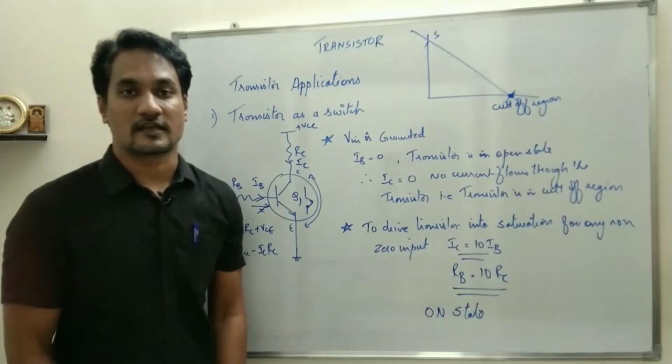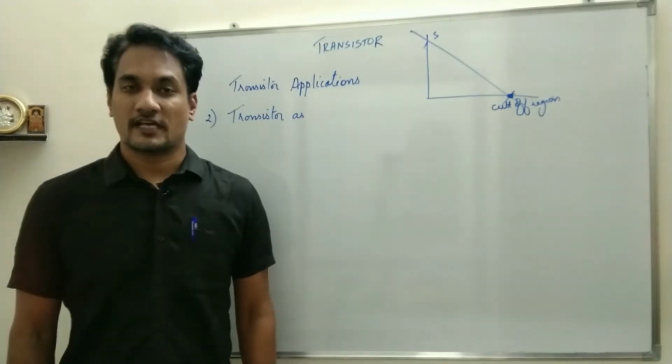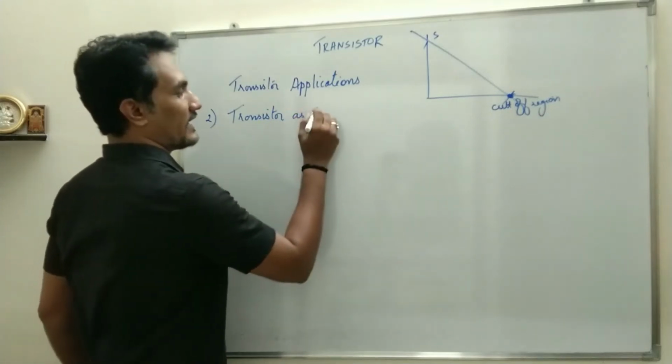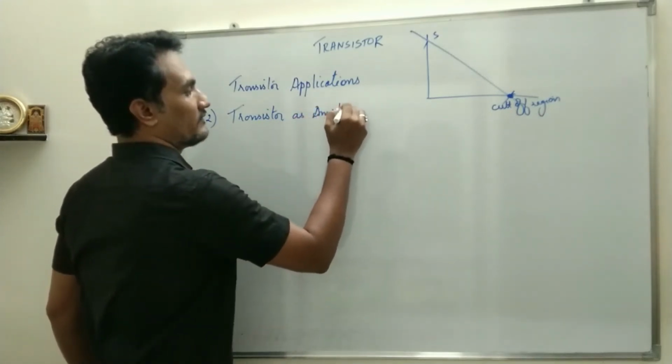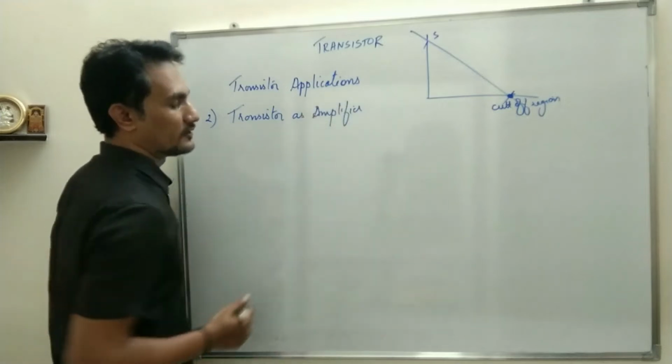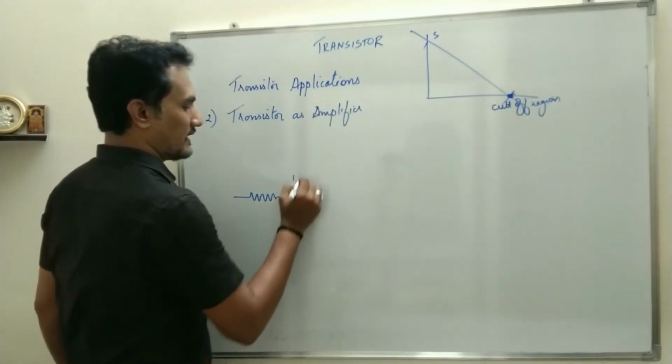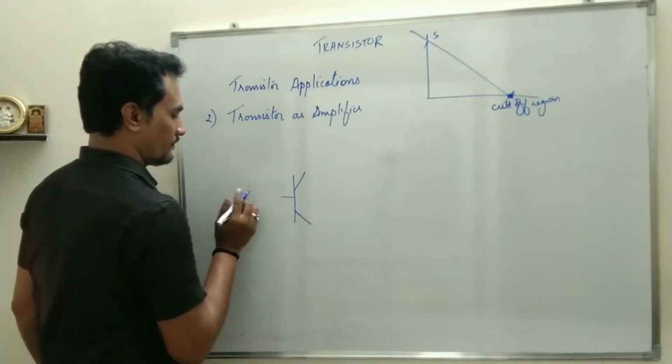So that is how a transistor can be used as a switch. The last topic, that is the second application of the transistor, is as an amplifier. I will take one example so that you can understand. The circuit diagram for transistor as an amplifier.